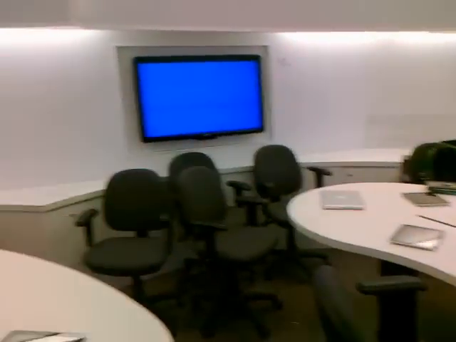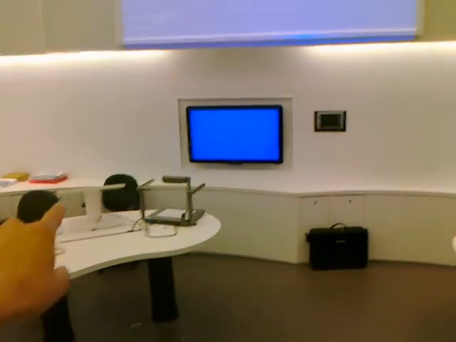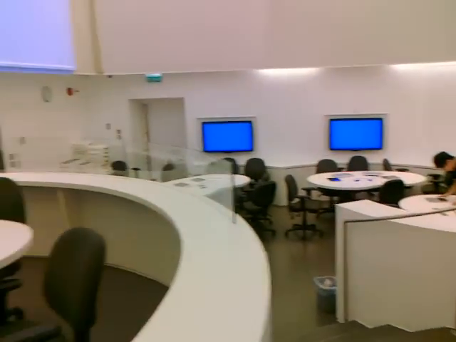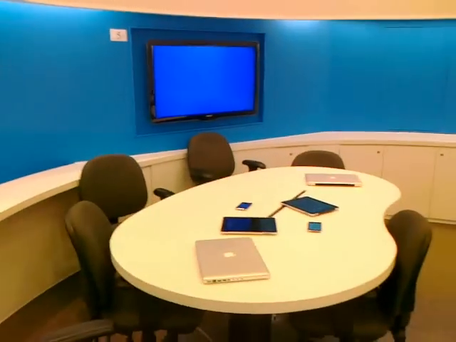And with all of these screens, students can look at those screens and not necessarily look at that screen. So the teacher who is looking around and lecturing from that screen or this screen can actually see if his students are paying attention. So this is a very, very interesting learning space.